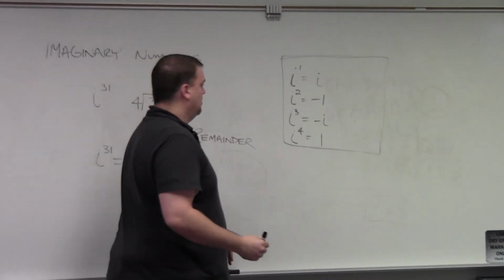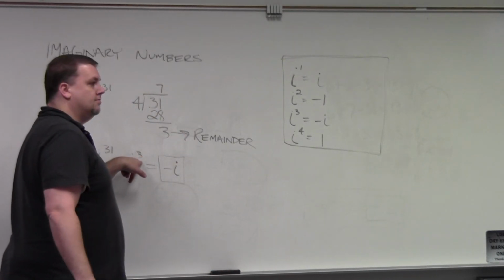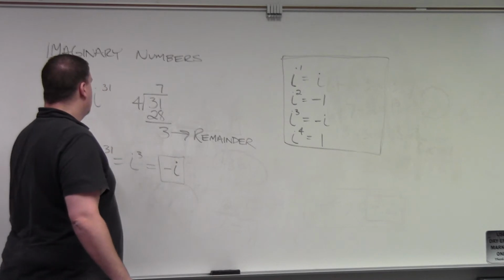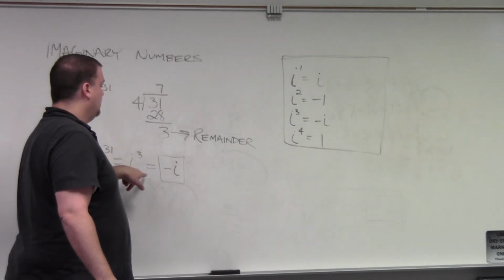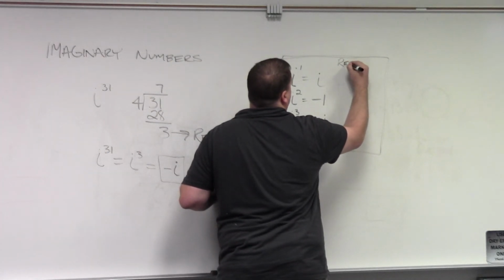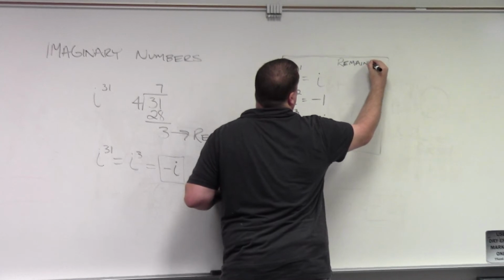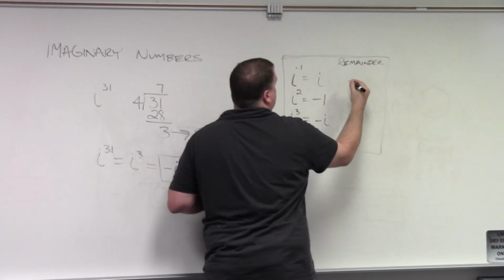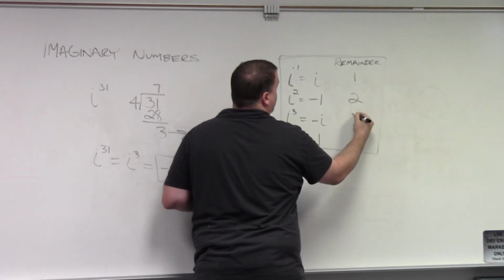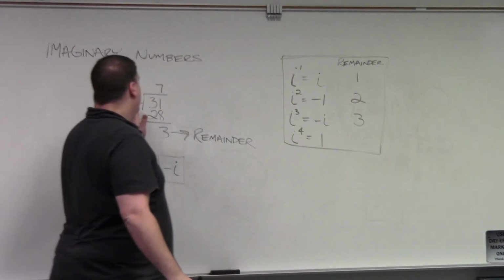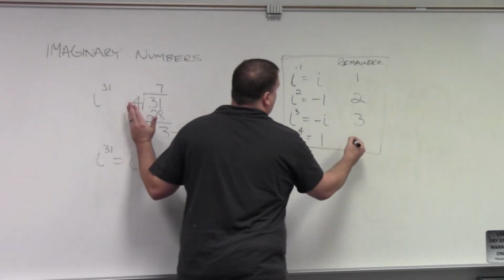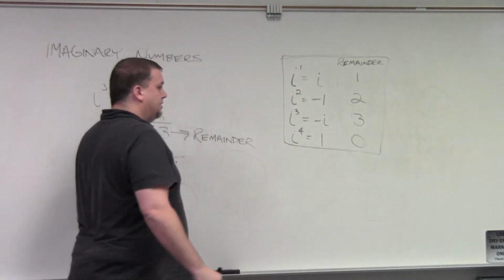So what do you do with the remainder? The remainder tells us what power of i it is. A remainder of 3 really means i to the 3rd, which equals negative i. This is also on the chart on the back of the first page. i to the 1st will have a remainder of 1, then remainder 2, remainder 3. And if I'm dividing by 4, can I have a remainder of 4? No. So i to the 4th will have a remainder of 0.